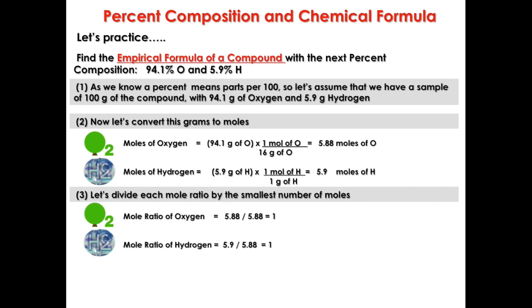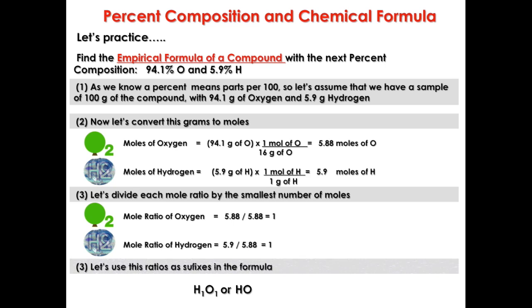Step number 3. Let's divide each mole ratio by the smallest number of moles. In this case, it is 5.88. So we divide each one of them, and that will give us 1 and 1. Step number 4. Let's use this ratio as subscripts in the formula. And so that will be H1O1 or HO.